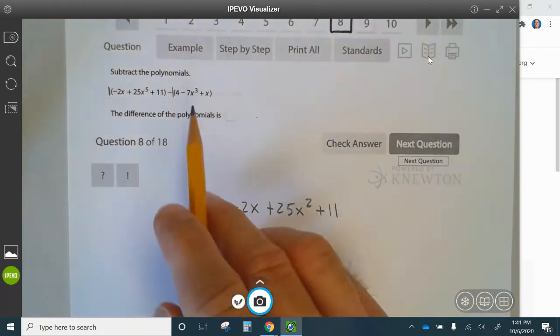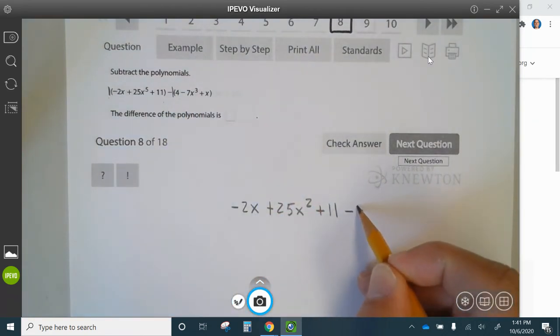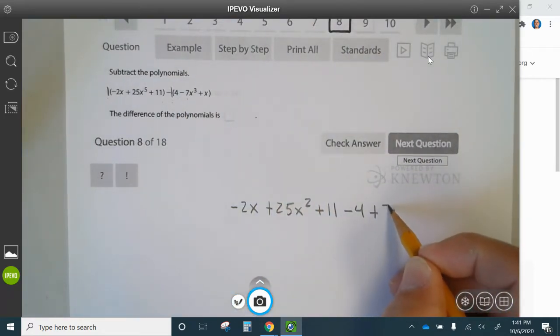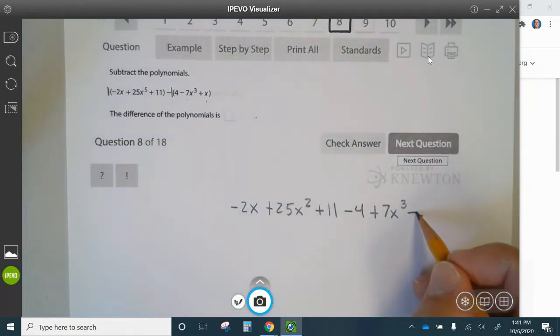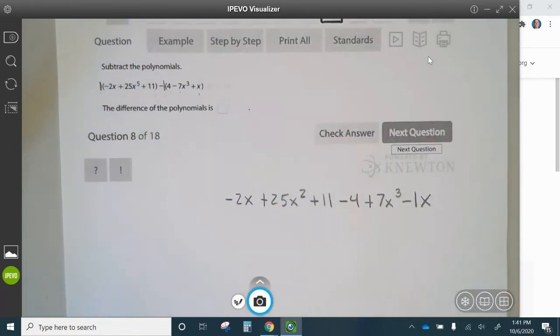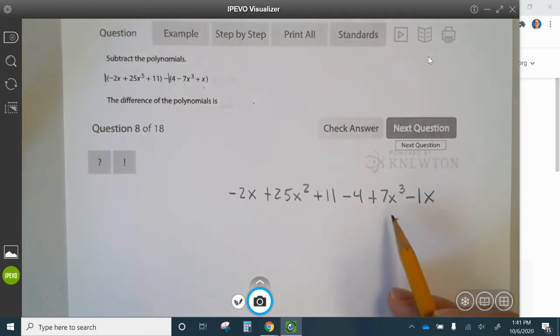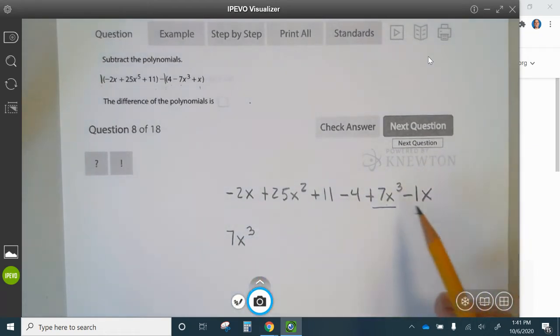But now you have to multiply each of these terms by negative 1. So negative 1 times 4 is negative 4. Negative 1 times a negative 7x cubed is a plus 7x cubed. And then negative 1 times x is a minus 1x. Okay? So now we're going to combine terms. Okay, we have the 7x cubed. There's nothing else to combine, so we have 7x cubed. All right, we're done with this.